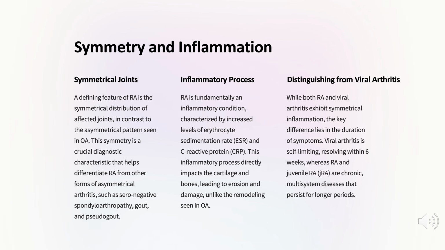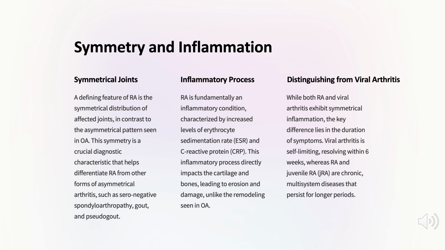Let's explore the concepts of symmetry and inflammation in rheumatoid arthritis compared to osteoarthritis. Symmetrical joints. One of the hallmarks of rheumatoid arthritis is the symmetrical involvement of joints, contrasting with the asymmetrical pattern typical of osteoarthritis. This symmetrical distribution is a key diagnostic feature that distinguishes rheumatoid arthritis from other forms of asymmetrical arthritis, such as seronegative spondyloarthropathy, gout, and pseudogout.